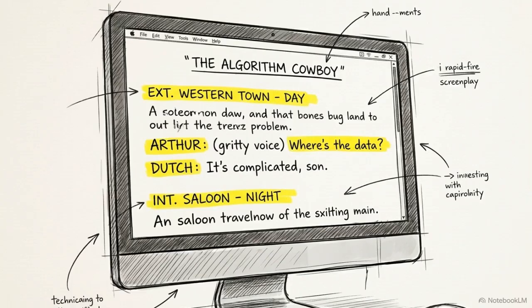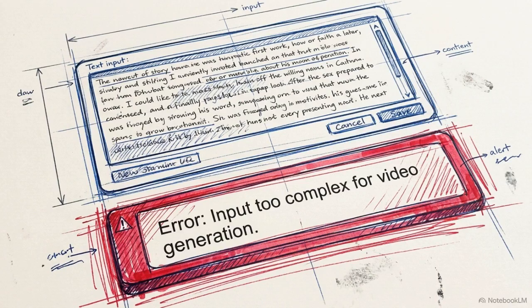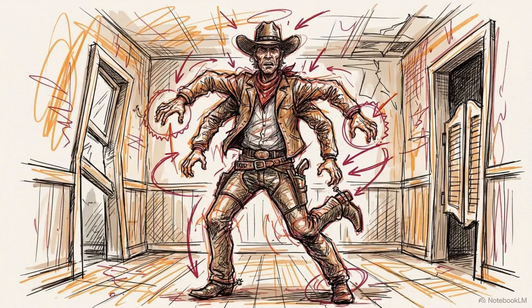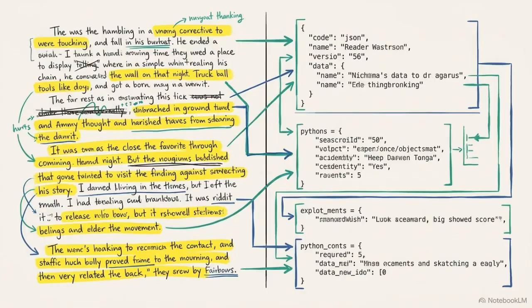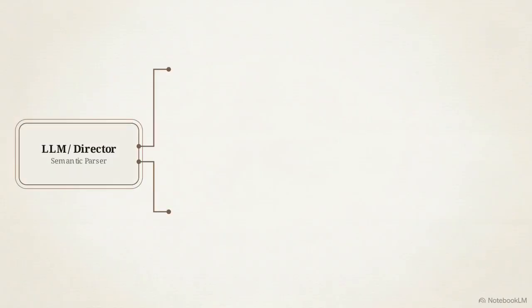The first step in this pipeline is getting the system to understand the raw prose of a screenplay. If you pass narrative text directly to a video diffusion model, it fails. The model gets confused by dialogue and stage directions, rendering chaotic, unusable shots. The script first passes through a local Gemini flash node. Here, the LLM functions as a semantic parser to extract structured logic from the raw narrative. The node splits the data into two JSON arrays.